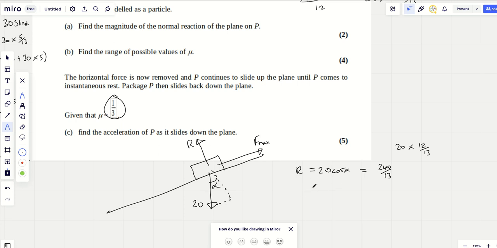Okay, right. That's good. Because remember, F max is going to be mu R. So that's a third times 240/13. So that's going to be 80/13, sorry. Okay, that's F max. And so if I want to work out the acceleration, well, what you've got is stronger forces, which is 20 sine alpha, minus weaker forces, which is 80/13, that's your F max, equals your mass times the acceleration.